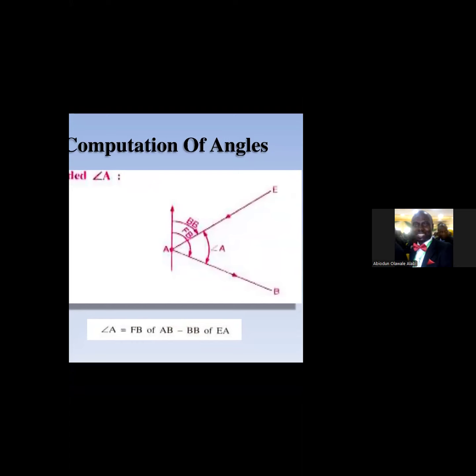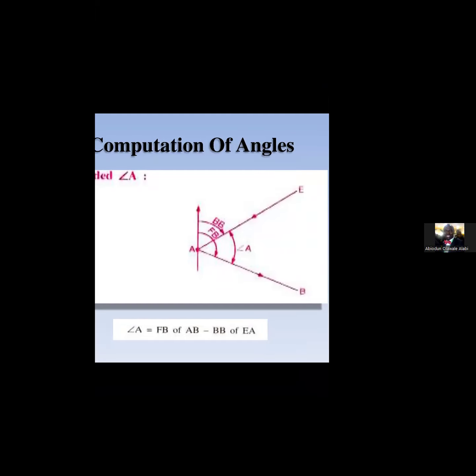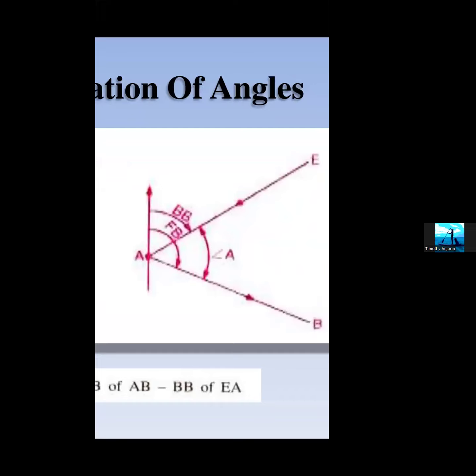So can every one of you see this slide I'm showing here, computation of angles? Can you see the diagram? Yes, sir. Good.